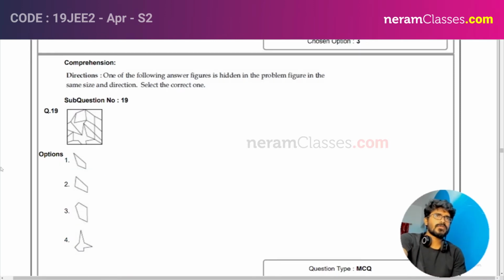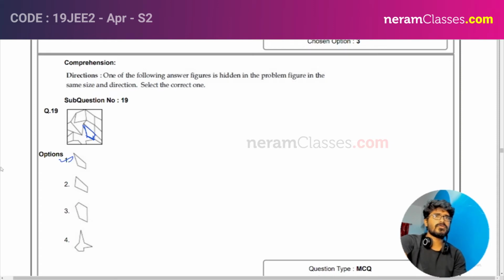Question number 19 is, we need to find out which of the following options is hidden inside this composition. So here, I already found the answer by looking at the composition. That is, option 1 is the right answer. You can clearly see that option 1 is hidden here in the same size and same direction, whereas you can find the other options also here.